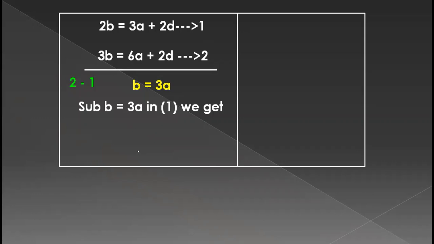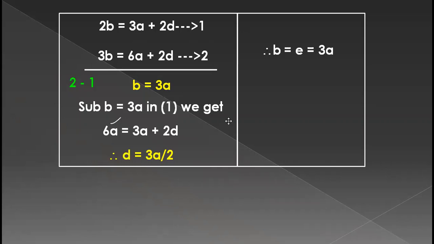So substituting B is equal to 3A in 1, instead of B, let me put 3A. So 3A into 2 is 6A. So 6A is equal to 3A plus 2D. My aim is to find what is D. So take 3A to the left hand side. So 6A minus 3A equal to 2D. Therefore, D is equal to 3A over 2. So hence, I get B is equal to E is equal to 3A, C is equal to A by 2, and D is equal to 3A by 2.